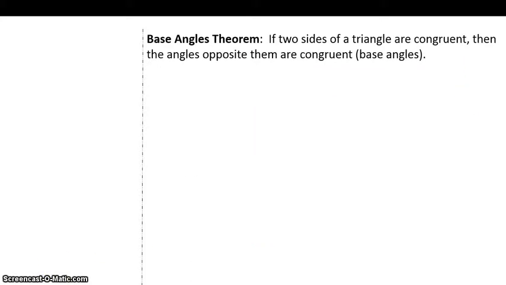Okay, so there's two theorems that we need to talk about. The first one is called the base angles theorem, and this is still part of the main idea of isosceles triangles. It's not a new main idea. The base angles theorem says if two sides of a triangle are congruent, then the angles opposite them are congruent. And those angles are actually the base angles of the triangle.